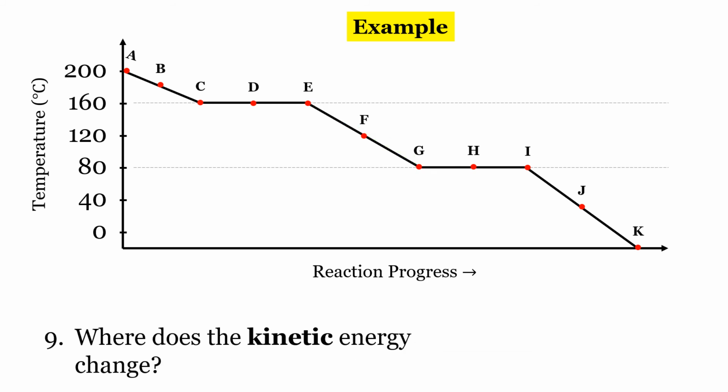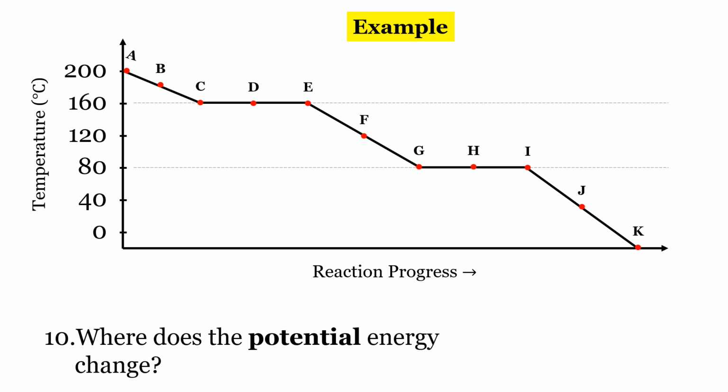Remember, kinetic energy changes on the diagonals of the graph. This is where we're adding heat energy, which can be measured by temperature. So there are three of these on this graph. The first one occurs here from A to C, the second one occurs from E to G, and the third occurs from I to K. So again, the kinetic energy is changing from A to C, E to G, and I to K. Anytime you have a diagonal on the graph, that's where the kinetic energy changes.